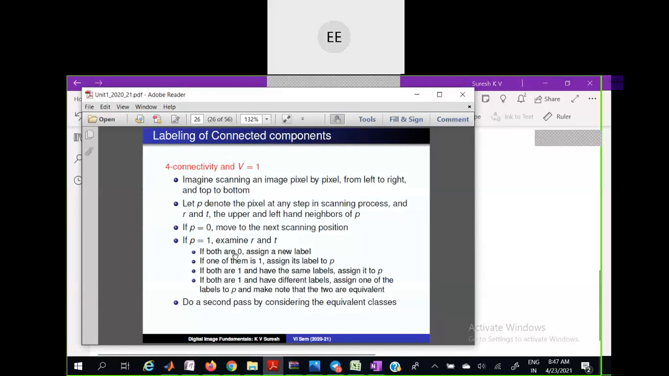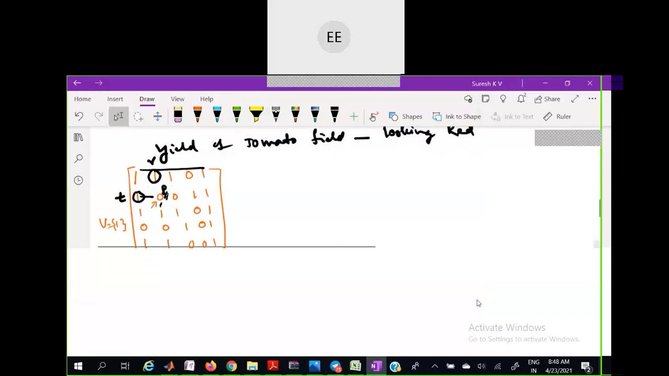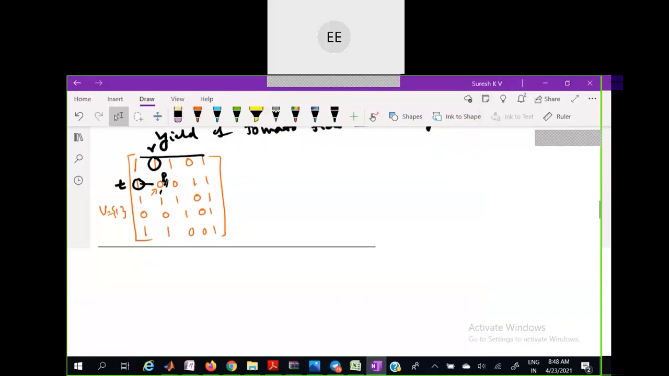If both are 0, then I have to assign a new label to P. If one of them is 1, since it is already labeled, assign that label to P. If both are 1 and have the same labels, assign it to P. If both are 1 and have different labels, assign one of the labels to P and make note that the two are equivalent. After doing this, you have to come for a second pass. I think with an example, it would be clear. Now carefully observe. I will use L1, L2, L3, etc. for labels.